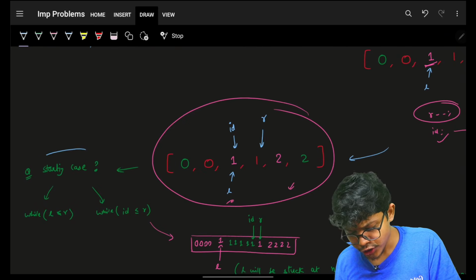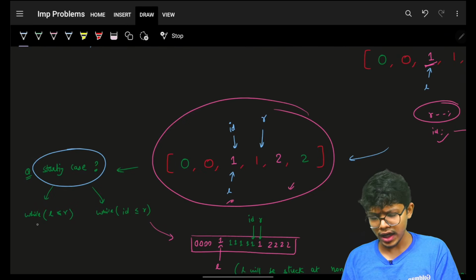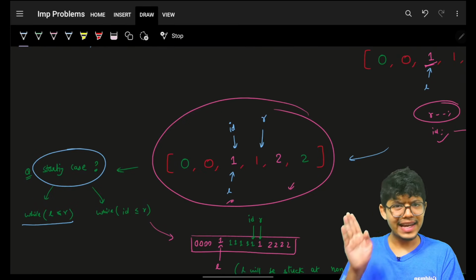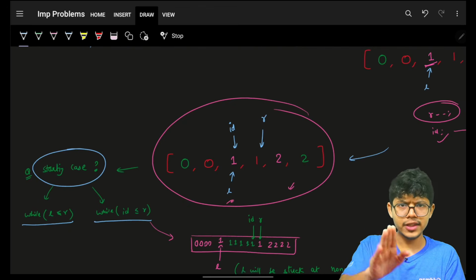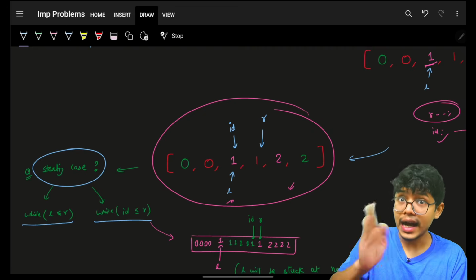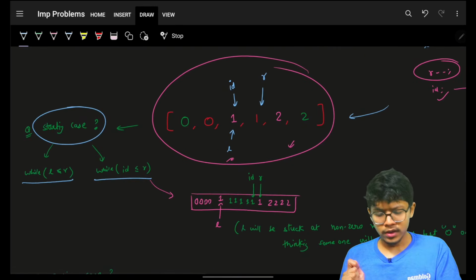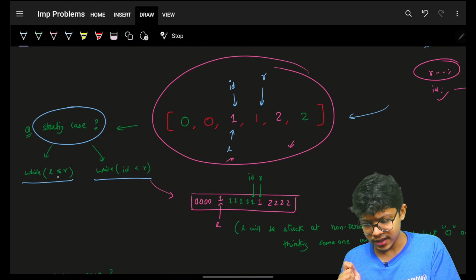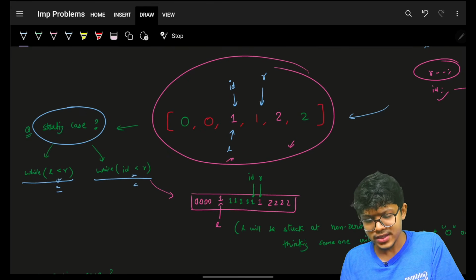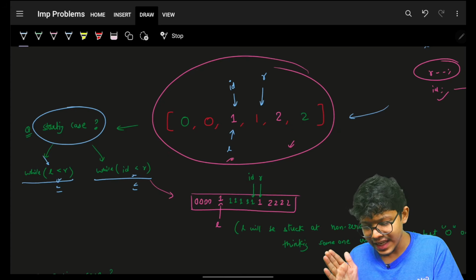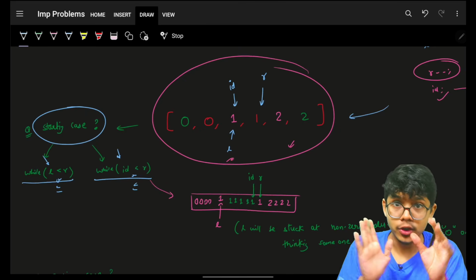Firstly, what should be the starting case? Usually you have a while loop, either while L is less than R, or while L is less than or equal to R, or while ID is less than or equal to R, or ID is less than R. Considering there is ambiguity between less than and less than or equal to, let's first sort out whether it is L or ID that should come in the while loop.